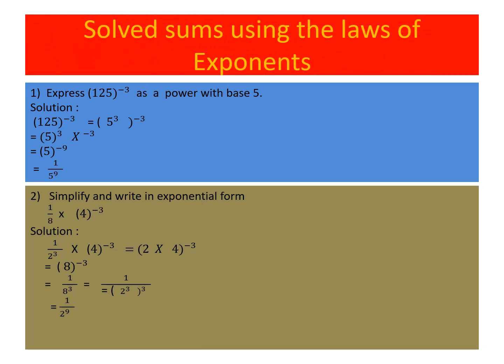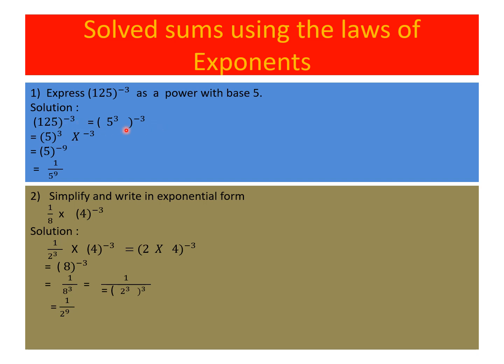Next, we will see some solved sums using the laws of exponents. First one, express 125 whole power minus 3 as a power with base 5. Children, note the question, it is base 5. So I have to make this number 125 as the base 5. For that, first we will do the L division of 125 and then we will get 5 power 3, that is 5 into 5 into 5. 5 power 3, the whole power minus 3, which is given in the question.